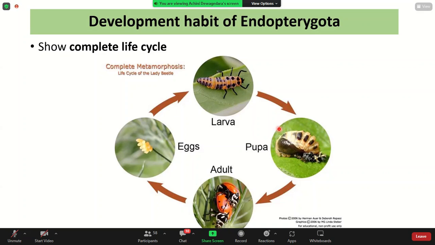They are hiding. They are covering themselves inside a cocoon.